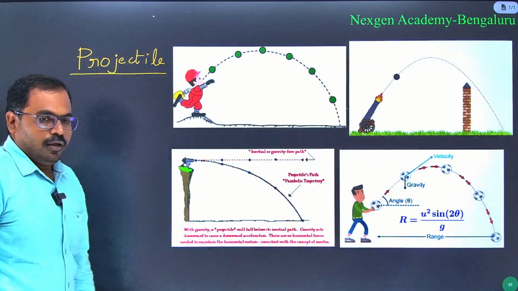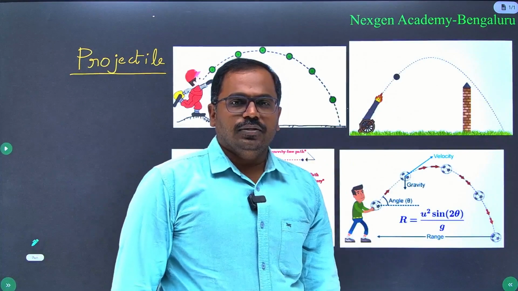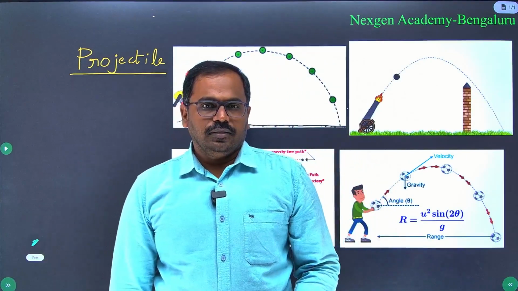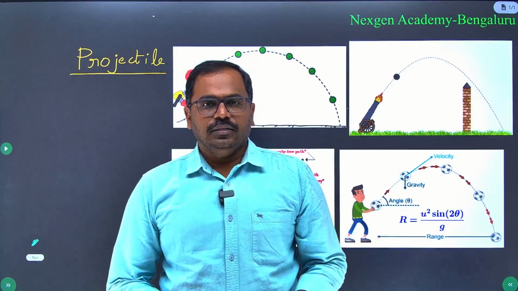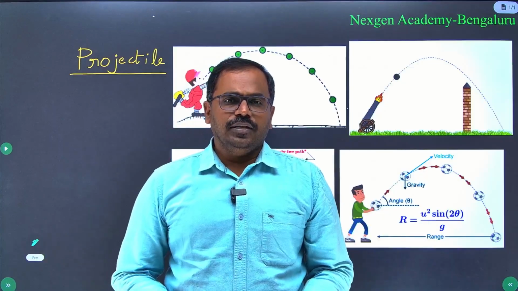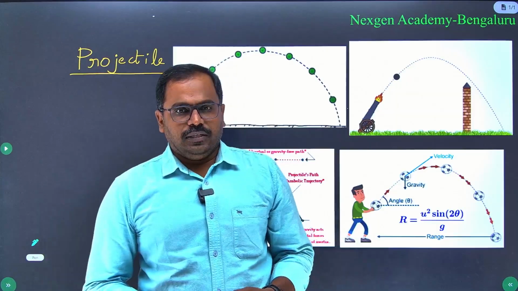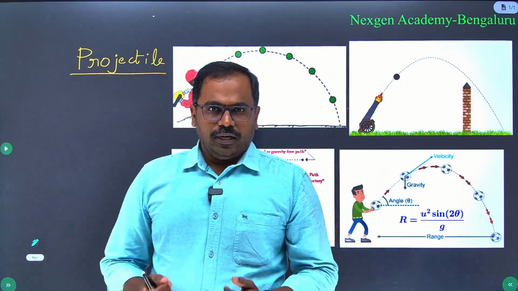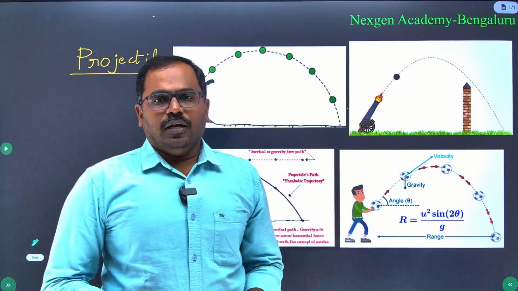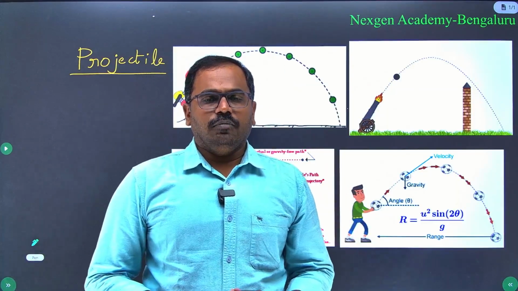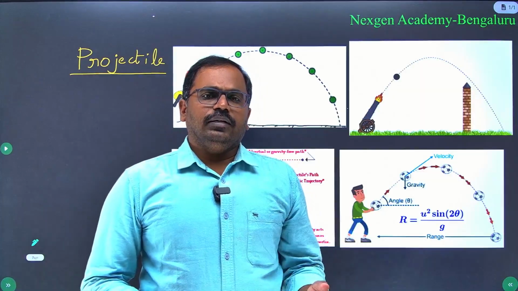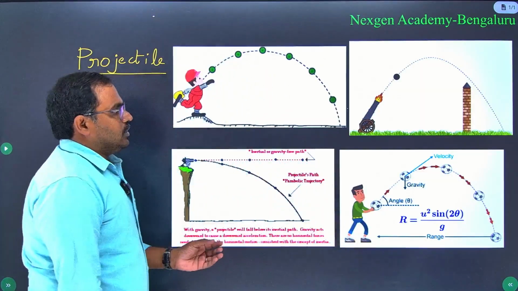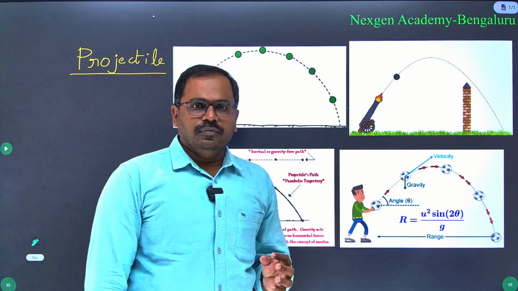First thing, we should understand the definition of a projectile. Whenever a body is projected into space with some initial velocity at an angle other than 90 degrees, that is called a projectile. So the angle of projection should not be 90 degrees. A body projected into space at some angle other than 90 degrees with some initial velocity is called a projectile. Let us look at some pictures we have here on the screen.